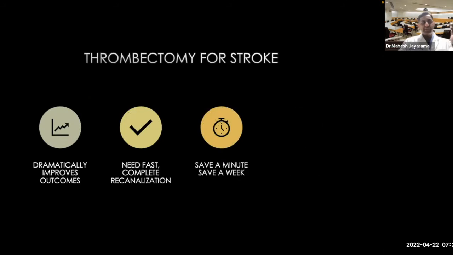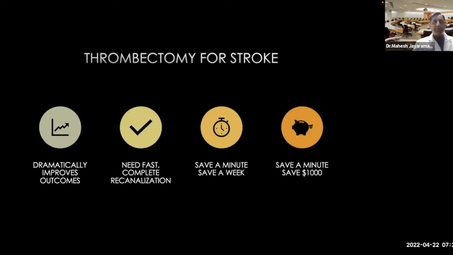So to summarize, thrombectomy for stroke, as a procedural analysis, dramatically improves outcomes. We need fast and complete recanalization.